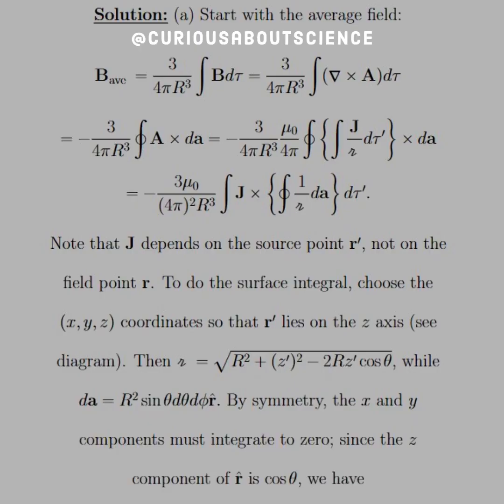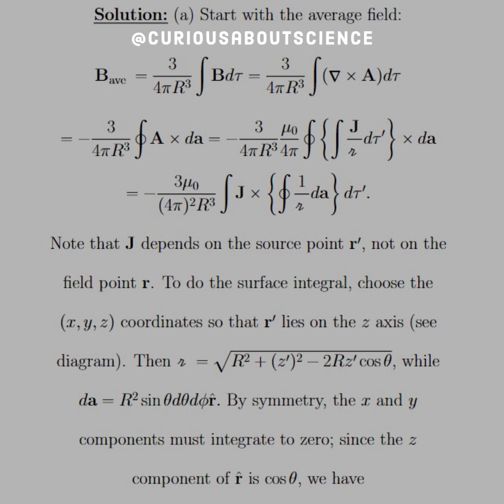So let's start with the average field. B average from the statement page is 1 divided by the volume of a sphere, so we'll just knock that 3 up and simplify it down. We can write the magnetic field in terms of its vector potential, which is just the curl of A. Now we have the curl of something in a volume, so we can write that via the integral theorems as the closed surface integral of A cross dA. Put your minus sign there, just be careful.